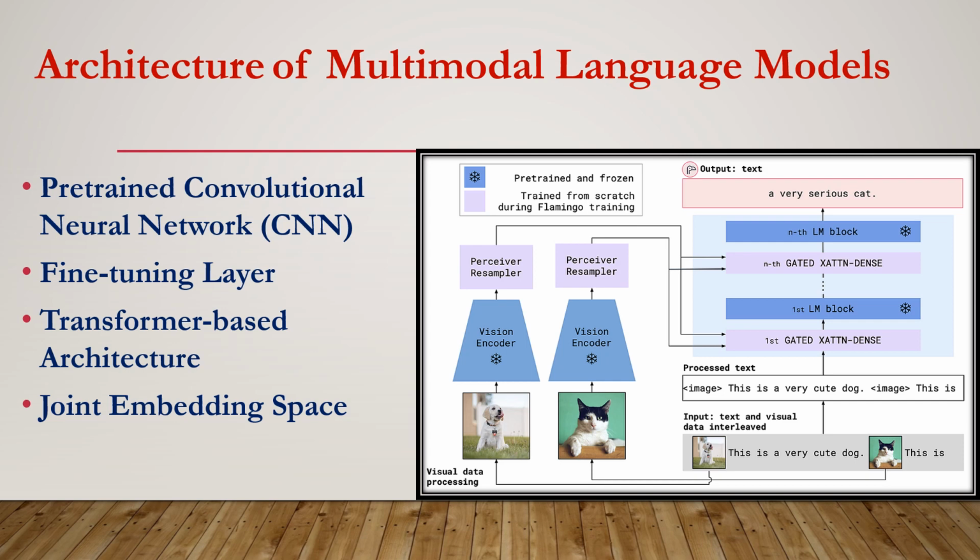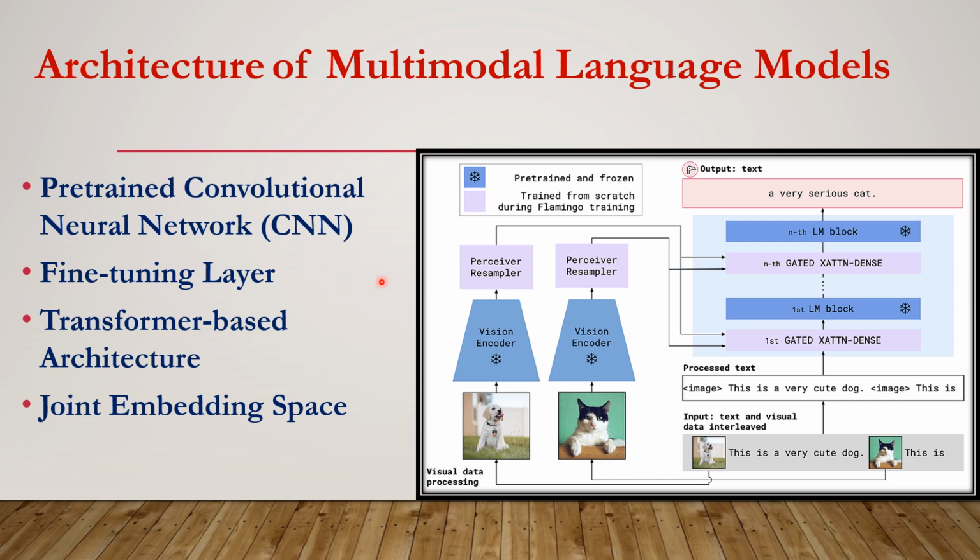Basically, this architecture consists of two main components. First is a vision model and second is a language module. So let's explore: what is a vision model? In this vision model, we have a pre-trained convolutional neural network. The vision module often incorporates a pre-trained CNN such as ResNet or VGG in order to extract high-level features from the input images. These features capture information about objects, their shapes, and spatial relations in the image.